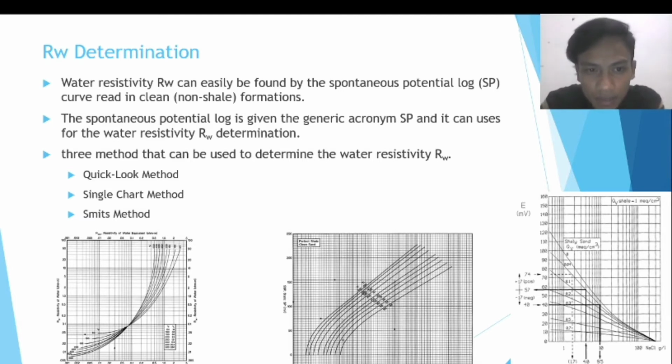There are three methods that can determine the water resistivity. First, quick look method, second, single chart method, and third is Smith method. Here at the bottom you can see the quick look method, in the middle the single chart method, and the right side is the Smith method.